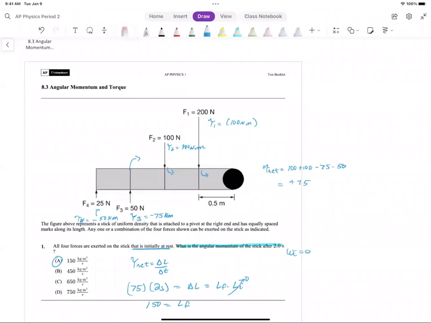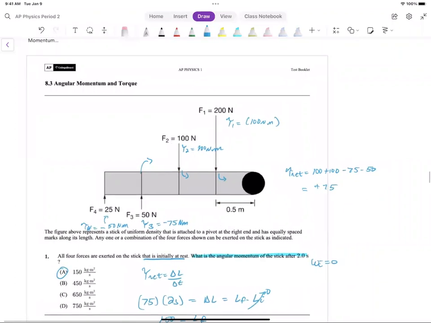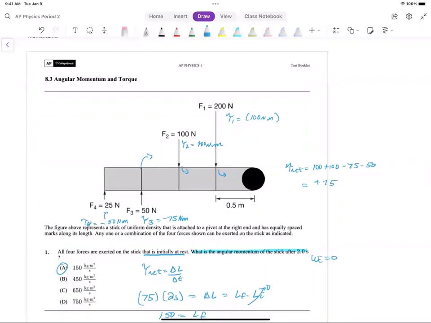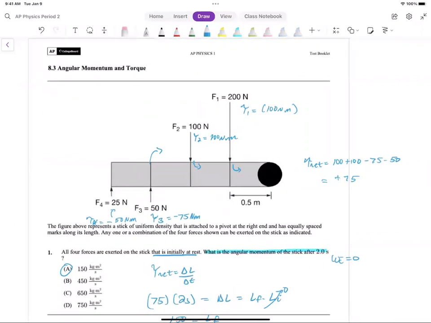This is a video to assist you in understanding how to complete the AP Classroom assignment related to Unit 7, specifically on angular momentum and torque. Number 1 has a bar with 4 forces on it. I have written the torque's direction and calculated the torque for each force.